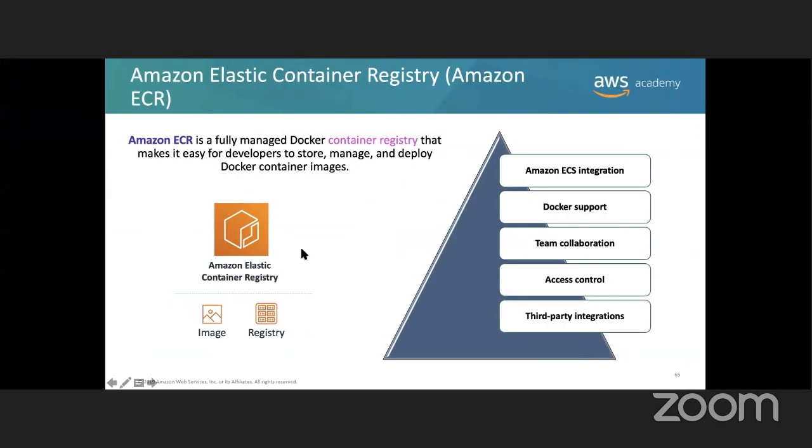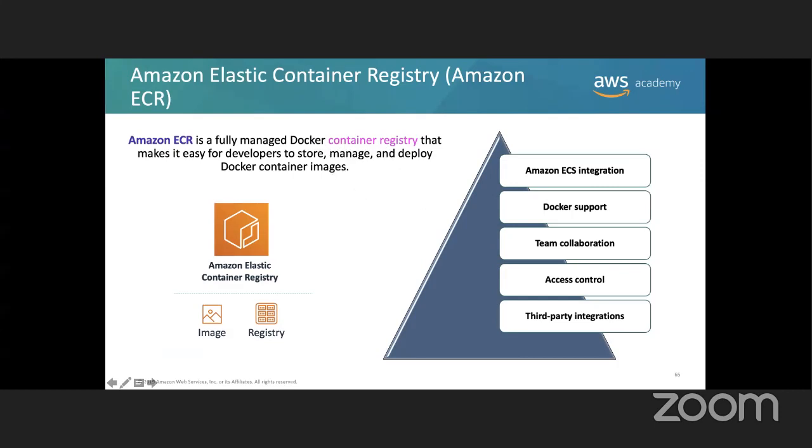So the video you just watched covered Amazon ECS integration, Docker support, team collaboration, access control, and third-party integration. Basically, what it does is it stores your Docker images in a repository, and then you can pull that when you define it in the task definition. In the ECS service in AWS, there's a section that says task definition, and then you can specify where that image is, and then it will pull the Docker images to run your containers.